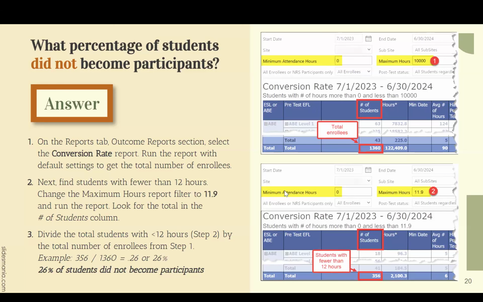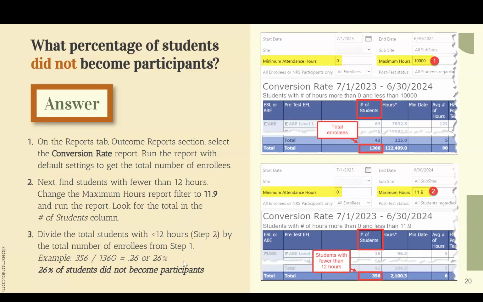Then you can run the report again, minimum hours 0 and a maximum hours of 11.9, and it's just going to find the students who didn't get to 12 hours. So you kind of do the opposite math than what you were talking about with table A. This is going to find all those students who only have 10 hours or 5 hours or 3 hours, and then you get a new number, fairly small, I presume. You'll probably see a lot of them in the no EFL category. Then you take that number and divide it by your total number of students, and you'll know what percentage of your students didn't ever become participants.